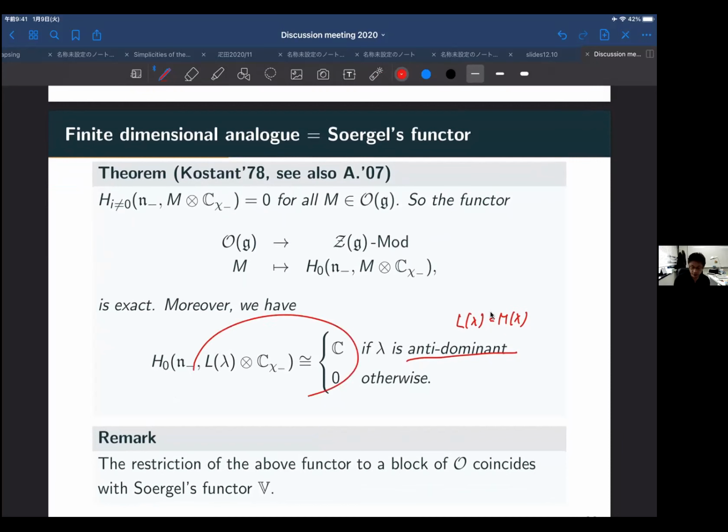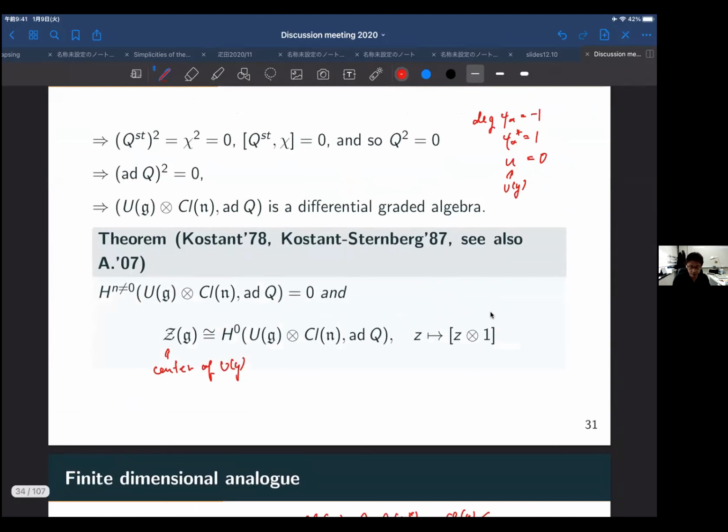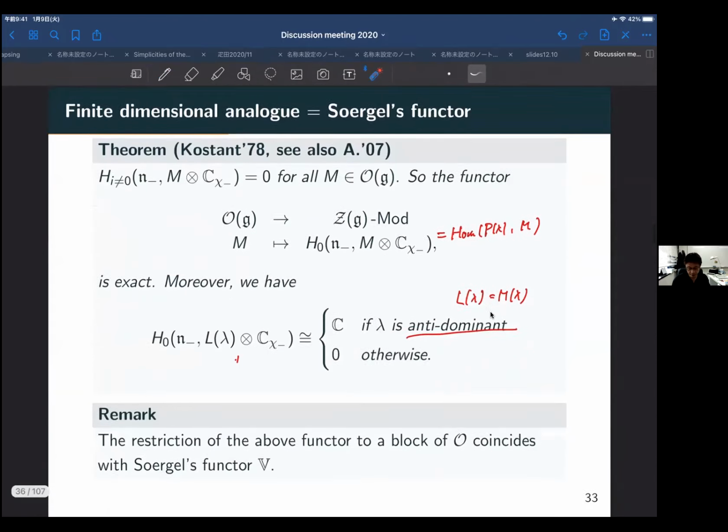From this description, you find that if you restrict to a block of category O, this functor coincides with the functor defined as the Hom space from a big projective to M, which is called Soergel's functor, and which is one of the most important tools in representation theory of semisimple algebras. So as a conclusion, this BRST realization of the center naturally led us to Soergel's functor.